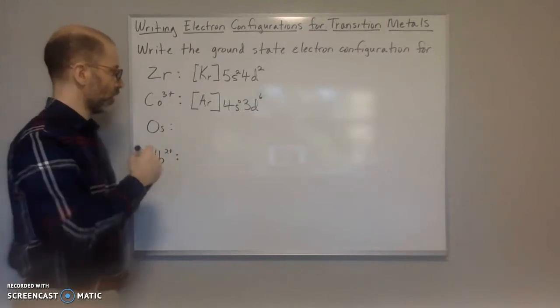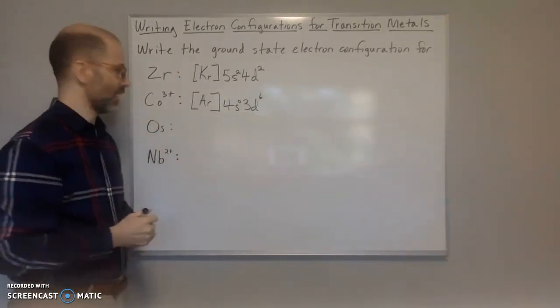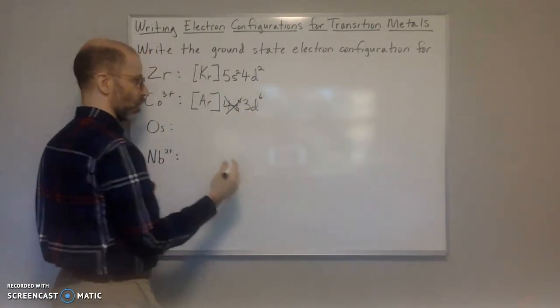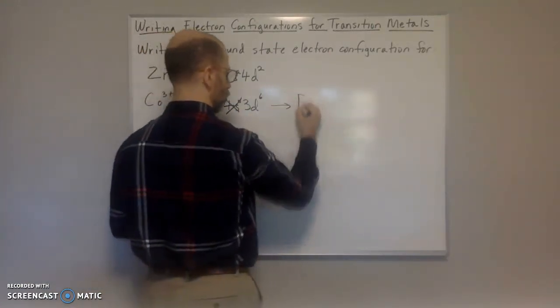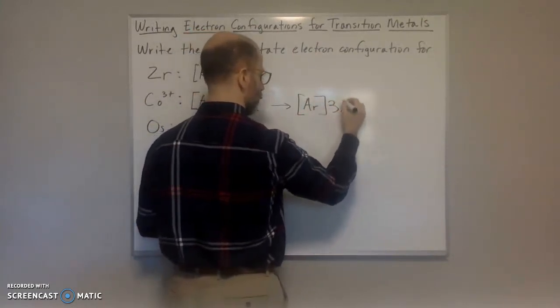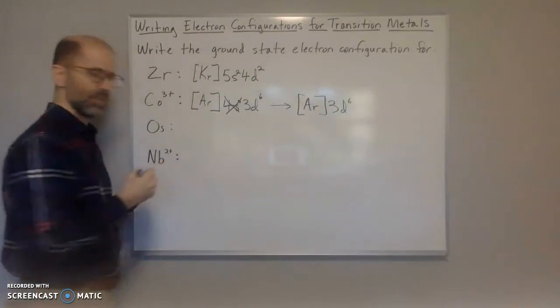Now, you can write it like this. A lot of times what they'll do is they'll just drop the 4S since there's no electrons. And so they will write it like this: Ar in square brackets followed by 3D6.